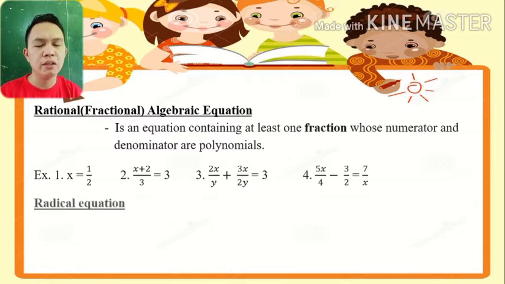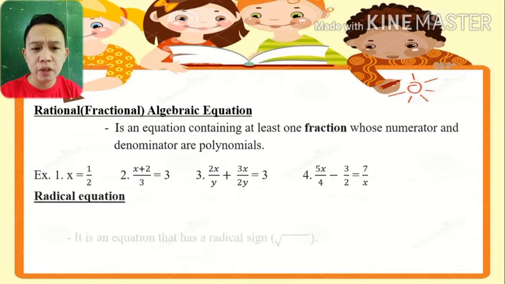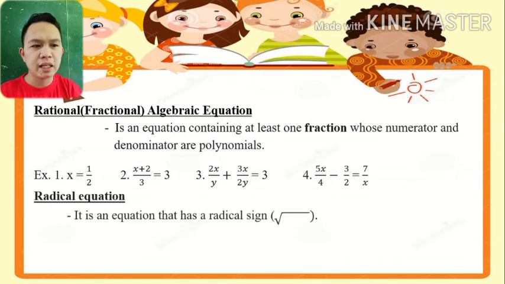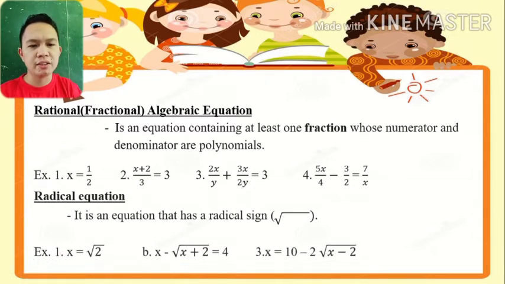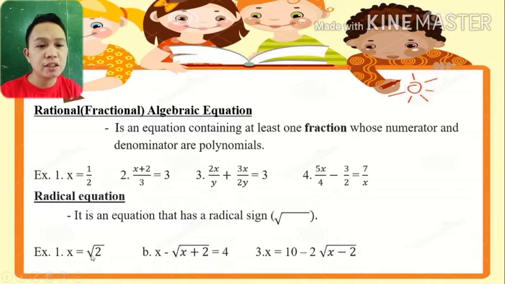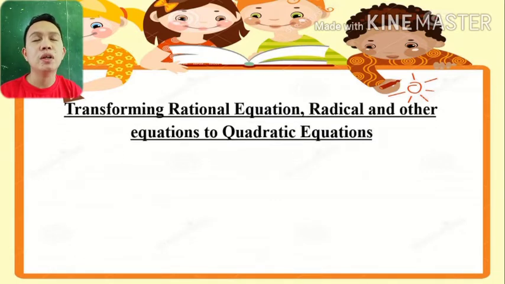We have another one. We have radical equation. These are equations na merong radical sign symbol. Okay, ito yung radical sign symbol. And then, examples, we have x is equal to square root of 2, x minus square root of x plus 2 is equal to 4, 3 is equal to 10 minus 2 square root of x minus 2. So, yan yung dalawang major na equations na pwede nating i-transform into quadratic equations.